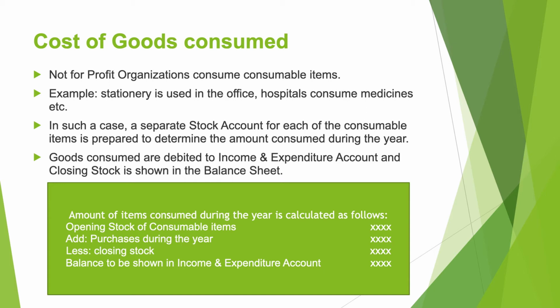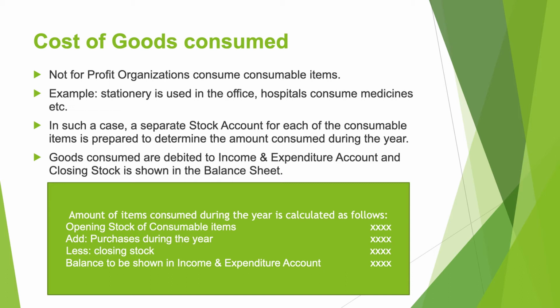In such cases, a separate stock account is prepared for each consumable item to determine how much amount is being consumed during the year on such item. And goods which are consumed are basically debited to the income and expenditure account. Income and expenditure account will show correct surplus or deficit only if the goods which are consumed are debited to the income and expenditure account. So therefore its calculation is important.